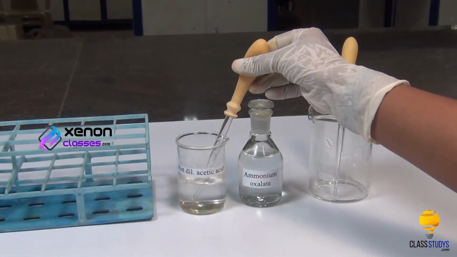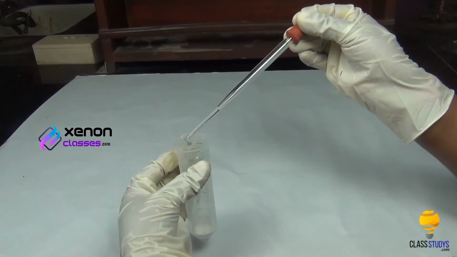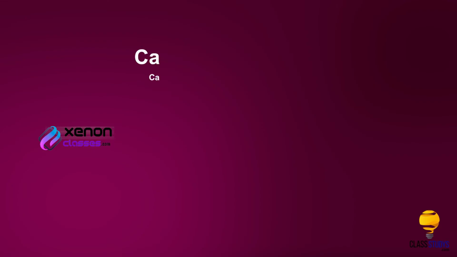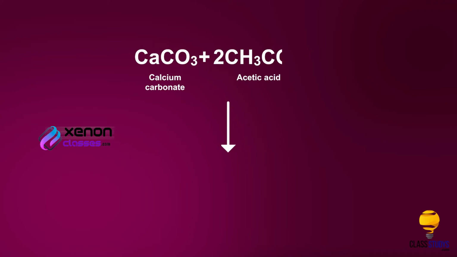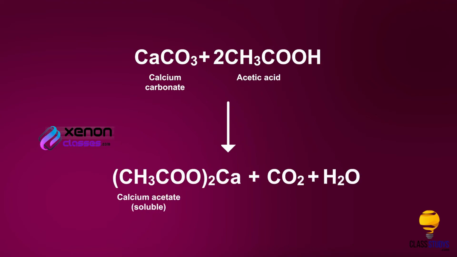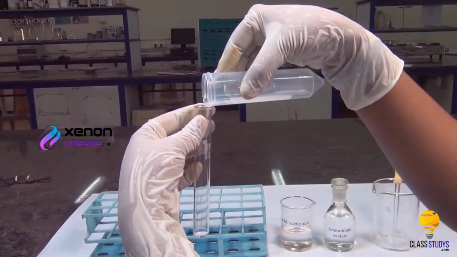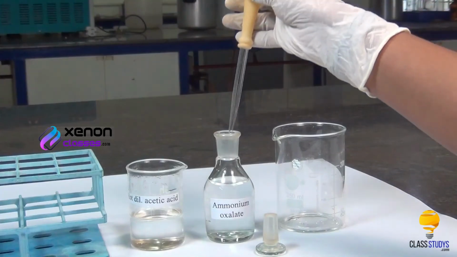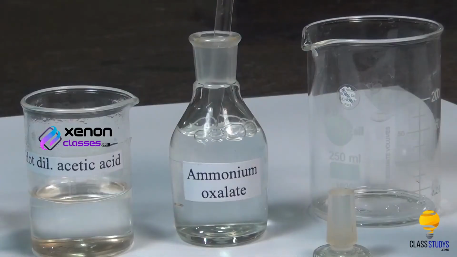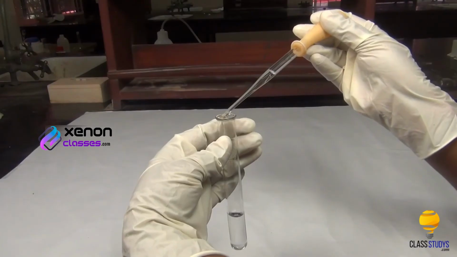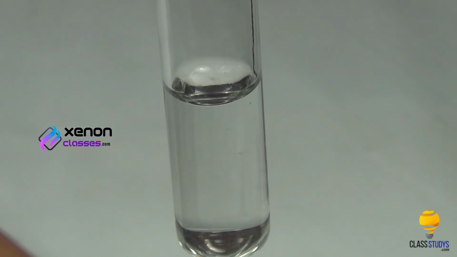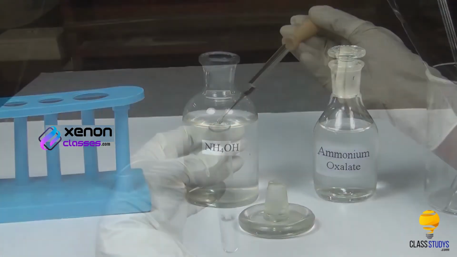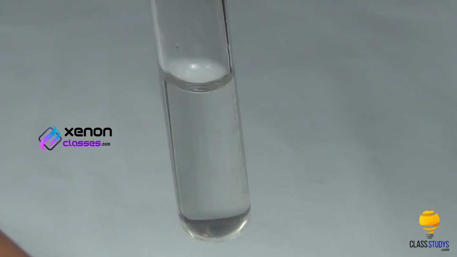To this, add a small quantity of hot dilute acetic acid using a dropper. Calcium carbonate reacts with acetic acid to form soluble calcium acetate. Now, transfer the solution into a test tube. Using another dropper, add a small quantity of ammonium oxalate solution to the test tube. To this, add a small quantity of ammonium hydroxide solution using a dropper.